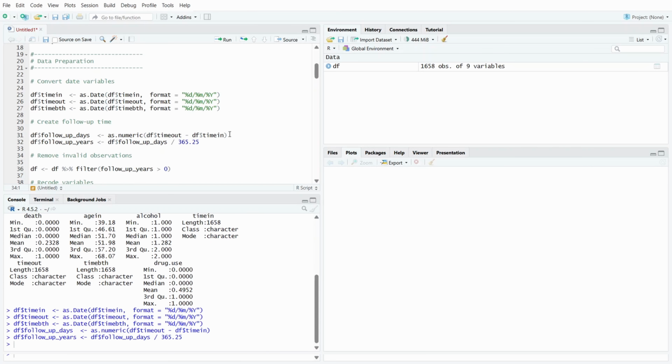Unlike simple proportions, rates account for how long people are observed. We remove any individuals with zero or negative follow-up time. These observations don't make sense in a time-to-event context and could bias our results.